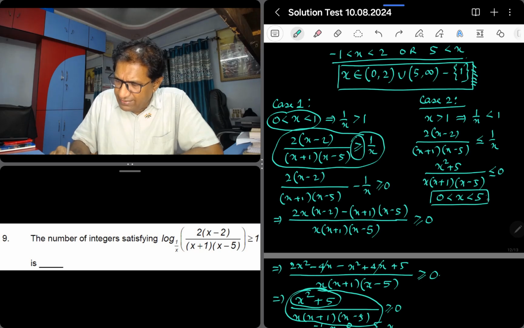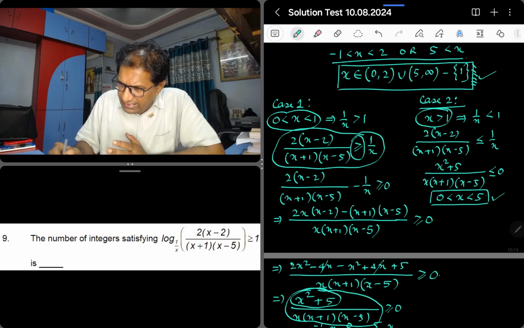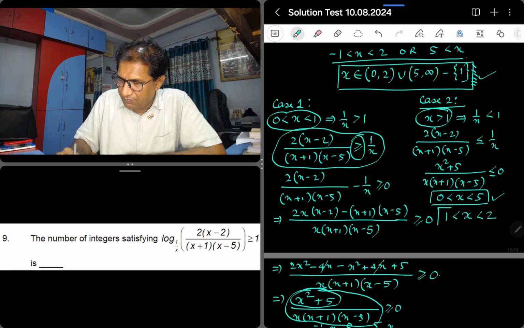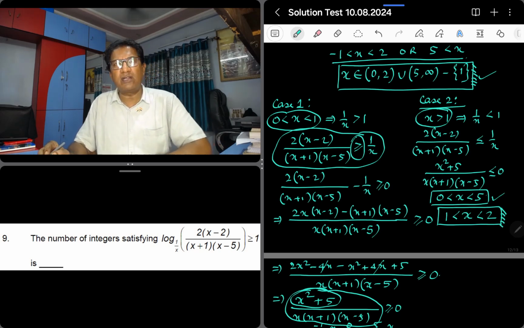So now if we take the intersection of this one and this one, we must remember that x is greater than 1 here. So the intersection that will come is x greater than 1 and less than 2. That's it. Okay, so this is the solution for our second case.